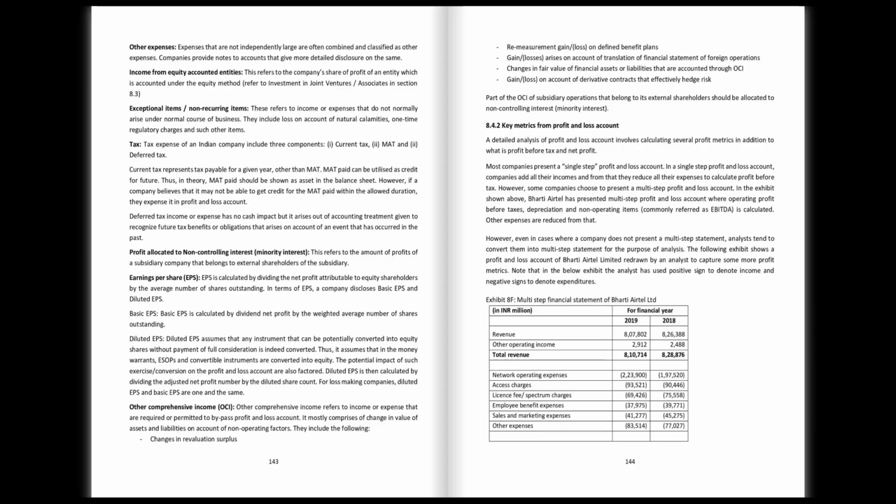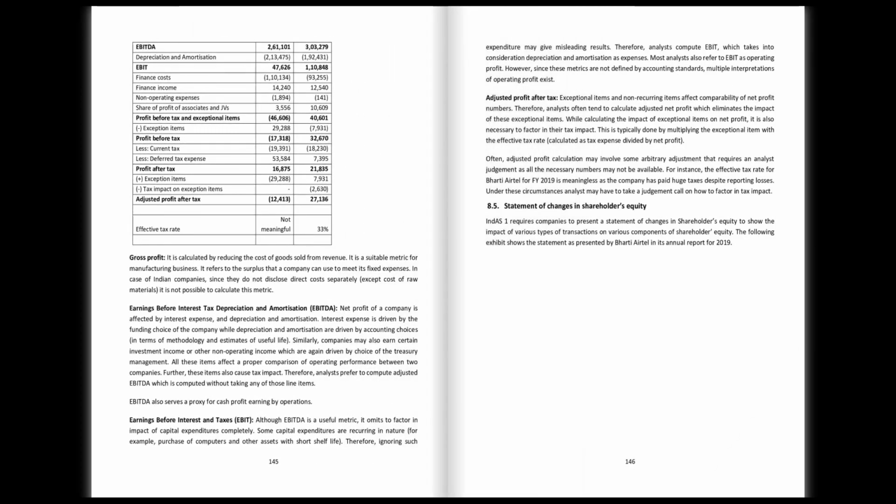The following exhibit shows a profit and loss account of Bharti Airtel Limited, redrawn by an analyst to capture some more profit metrics. Note that in the below exhibit, the analyst has used positive signs to denote income and negative signs to denote expenditures. Gross profit. It is calculated by reducing the cost of goods sold from revenue. It is a suitable metric for a manufacturing business.